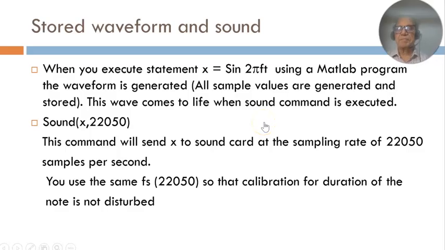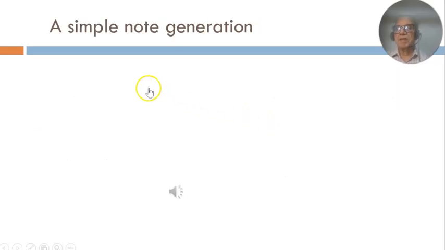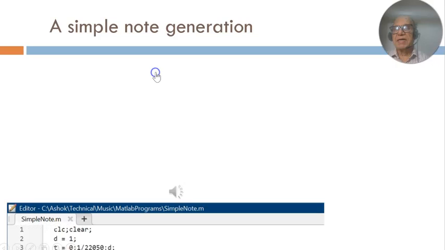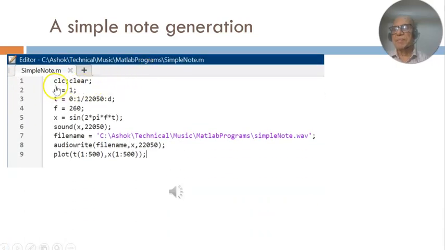Okay, so let us now look at the little code in MATLAB which will generate this. So clc is simply clear console. Clear, this clears all the previously defined variables. Now we define duration of the note as d equal to 1, and as we have seen, it is calibrated in terms of seconds. So d is equal to 1 will mean that you will generate a note of 1 second duration. Then you generate the t vector.